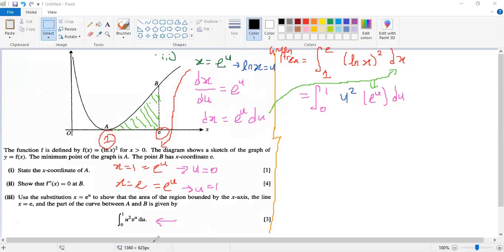This shows that the area is bounded by this. So done. This is part 3. This is how we show that it's equivalent to integrating this part.